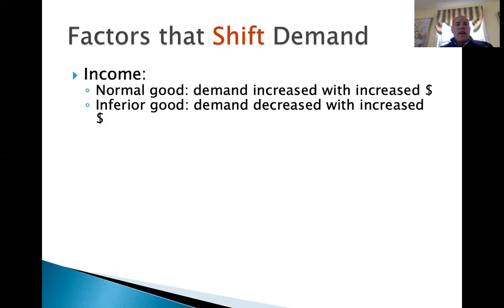Now, if I have low income, I'm going to be buying the inferior good. But if I increase my income, demand for the inferior good will go down, because I can now afford to buy a brand name product. So demand will increase for the normal good and decrease for the inferior good.